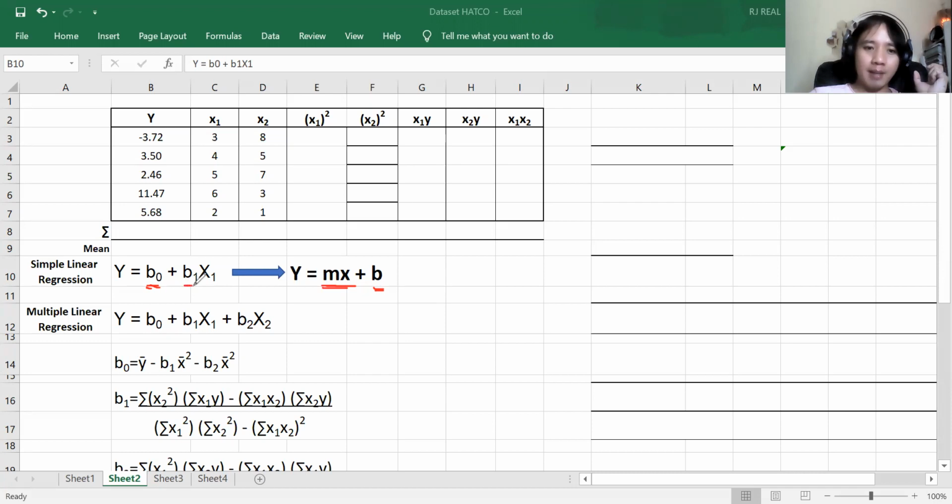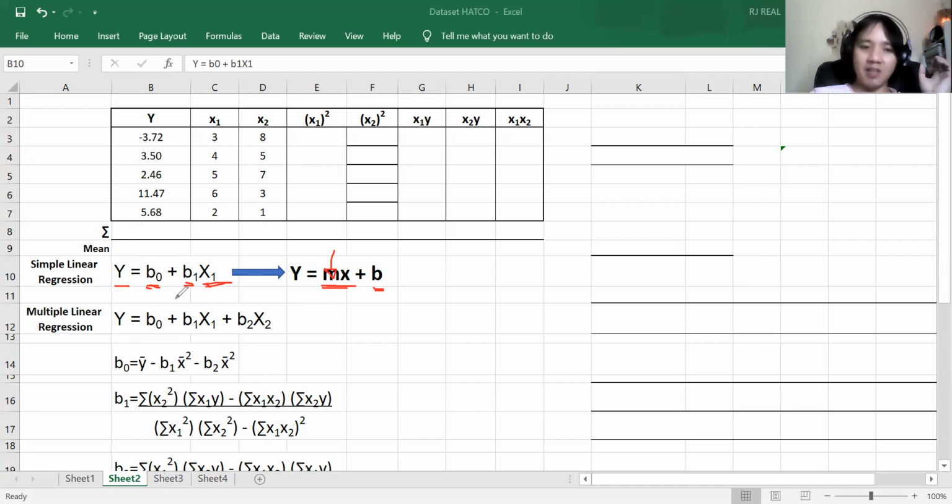Well, the beta 1 here, and the m here, is called the slope of the regression line. We also refer to that as the regression coefficient in terms of regression analysis. All right. Now the y here is our dependent variable and our x1 here is our independent variable. It is also called the predictors, or in terms of economics, it is called the exogenous variable, while the dependent variable in economics is called the endogenous variable, or we sometimes call this the outcome variable.